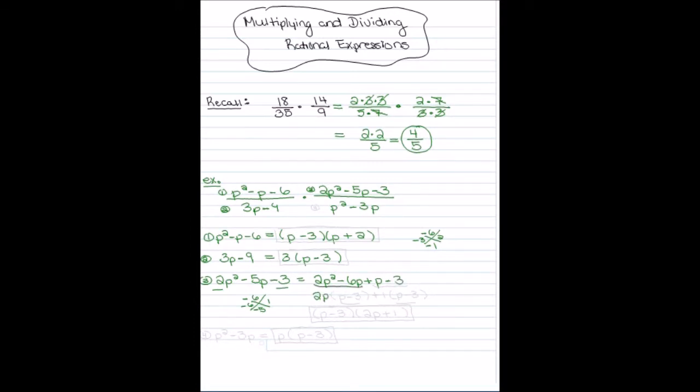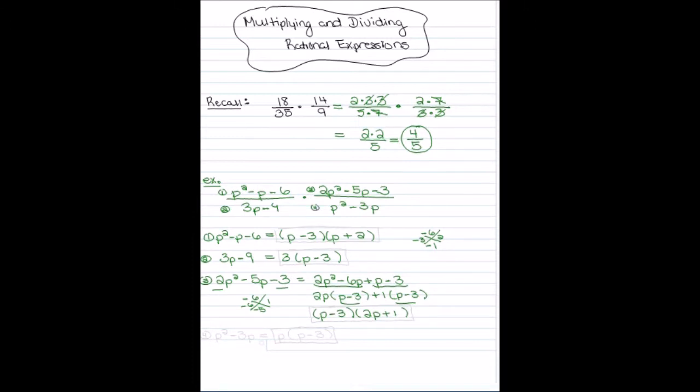The first two terms, I can take out a 2p. The last two terms, I can take out a 1. And my parentheses look the same. So I have p minus 3 and 2p plus 1.